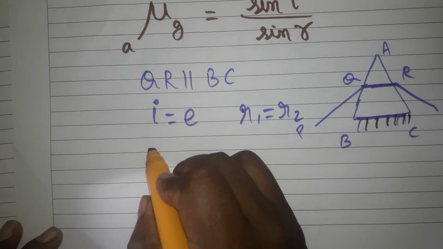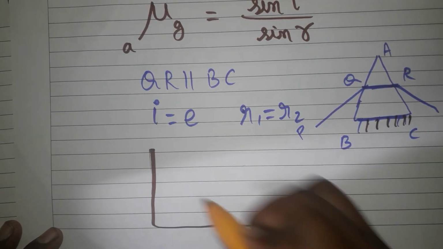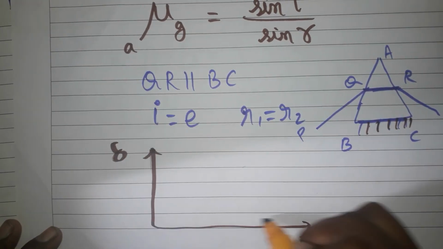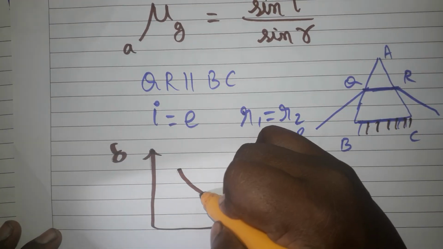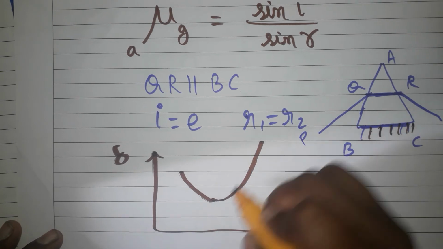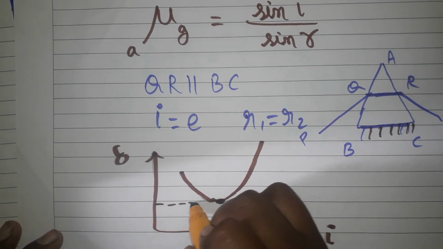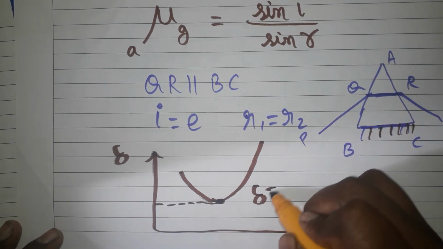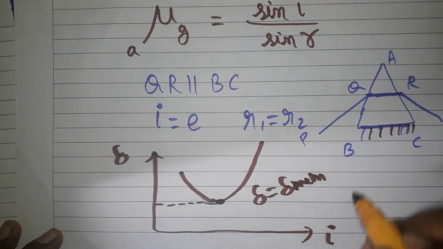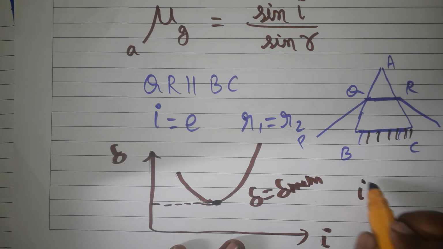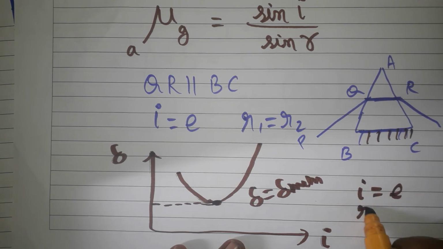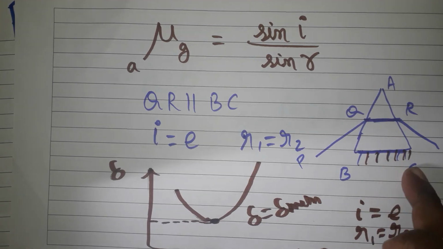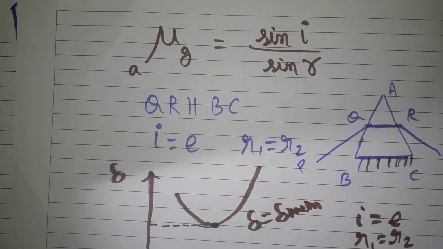Now that is the time of our deviation. If you draw incident angle versus deviation and keep on increasing the incident angle, the deviation first decreases, then increases. The deviation reaches its very least value, the minimum deviation. When the deviation becomes minimum, I is equal to E, R1 is equal to R2, and at the same time QR becomes parallel to BC.